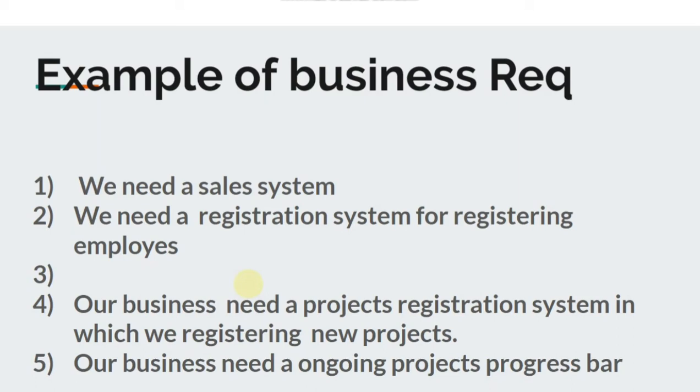We need a sales system which tracks all the expenses of the business. We need a registration system for registering employees. Our business needs a project registration system in which we register new projects. Our business needs an ongoing project progress bar. So all these are requirements from the perspective of business, so we call them business requirements.